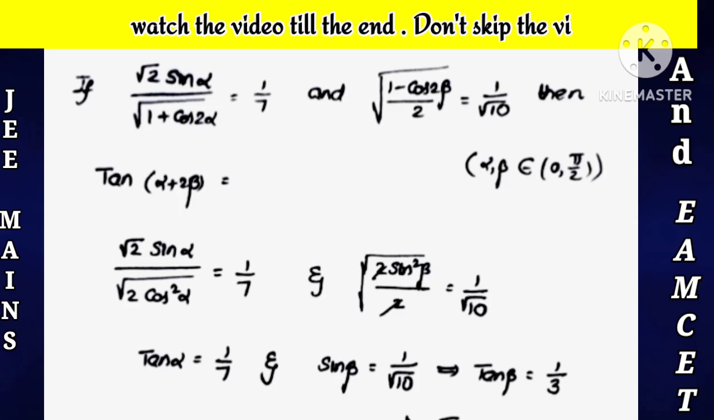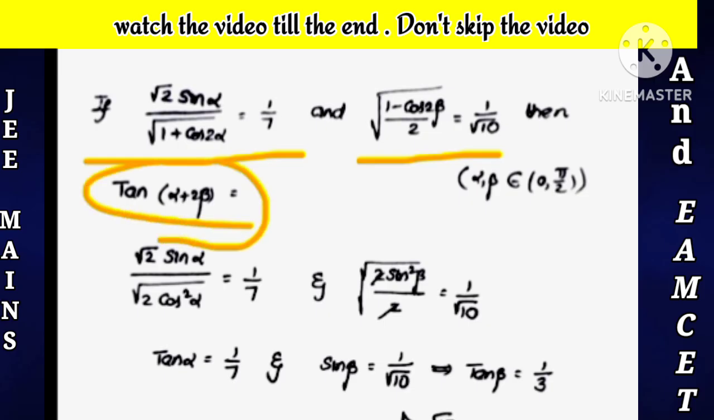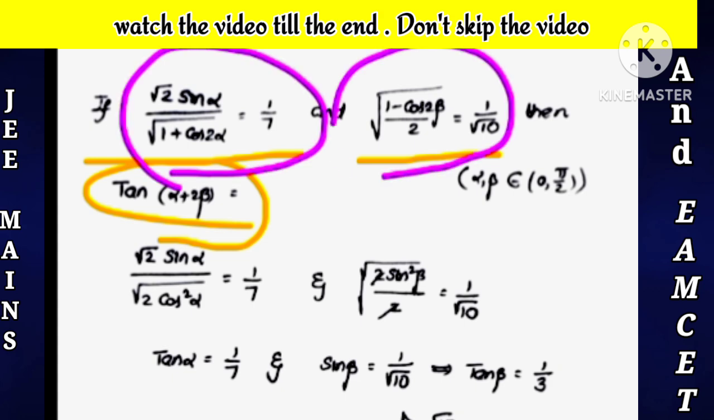The question is, if root 2 sin alpha by root 1 plus cos alpha is equal to 1 by 7 and square root of (1 minus cos 2 beta) by 2 is equal to 1 by root 10, then what is the value of tan of (alpha plus 2 beta)? Okay, so these two values are given. You have to find tan of (alpha plus 2 beta).